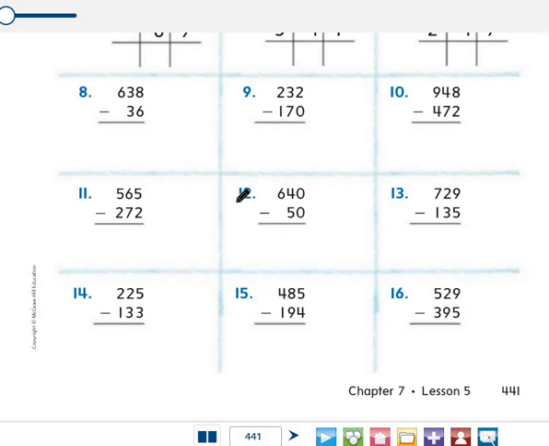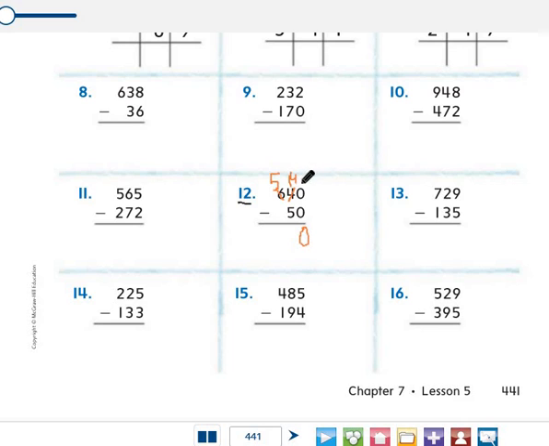Now let's solve question number 12. We will start with ones. 0 minus 0 equals 0. Now 4 minus 5 equals what? Can we subtract? Of course, no. So we need to regroup. This 6 is going to be 5 and this 4 is going to be 14.